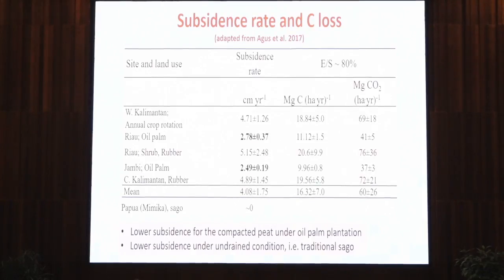rubber plantation. And this may be because for the oil palm plantation, they use machinery in the land preparation so that the soil is more compacted. And we also had the measurement in Papua, and we don't go there very often because of the costs and also some other reasons. But the subsidence is almost zero because they don't have the drainage.